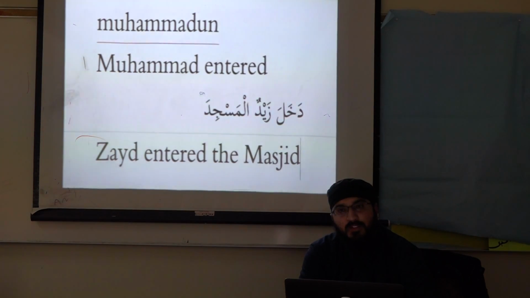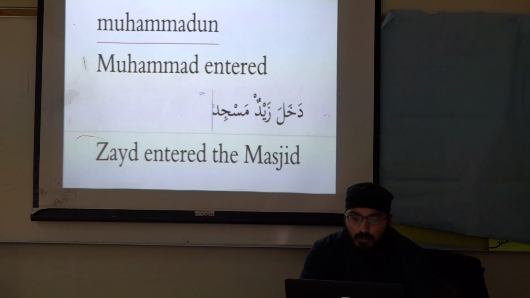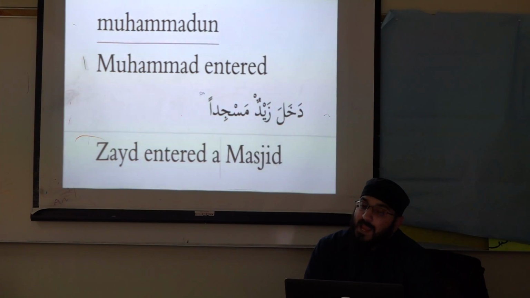It is not the masjid entered Zaid. Okay? Even if we kind of move this around, al masjid dakhala Zaydun, we would not say the masjid entered Zayd, rather Zayd entered the masjid. Okay? So what if we had said masjidun? Would that be the right word even? We could say instead of al, masjidan. Masjidan, okay. So then it becomes a masjid.